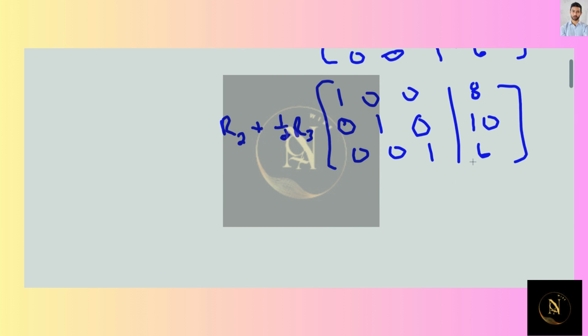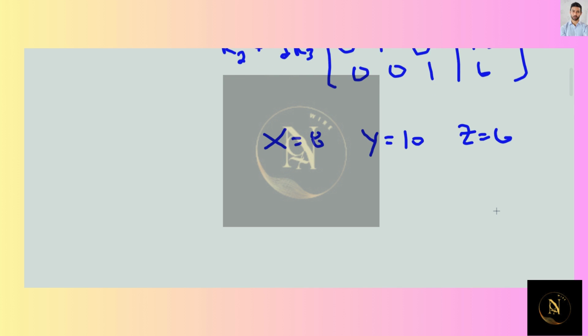And so this would mean for the solution that x is equal to 8, y is equal to 10, and z is equal to 6. Or you can just say 8, 10, 6.